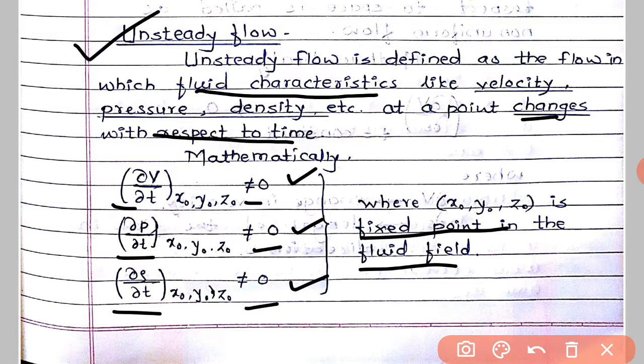So in unsteady flow, different fluid characteristics like velocity, pressure, density at a point change with respect to time. As time passes, those characteristics will change. So this is all about steady and unsteady flow.